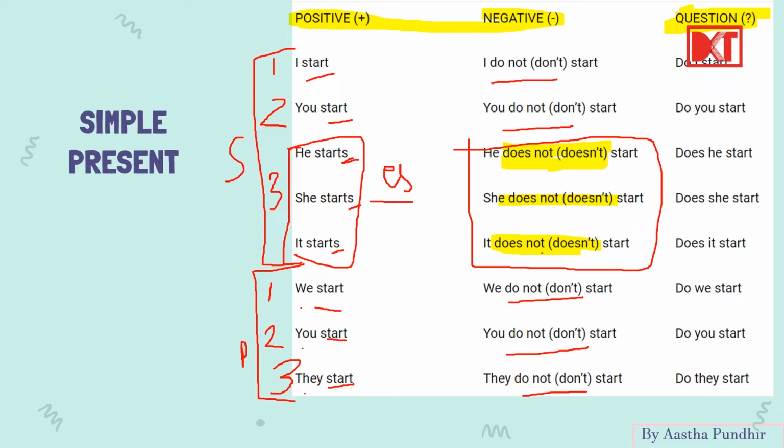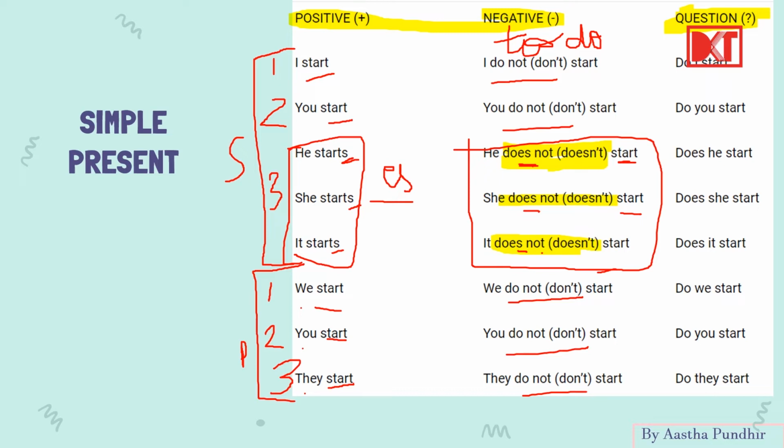You see, because this S and ES is already included in the do, to do. The verb here becomes to do, and start becomes the second verb. So the verb here becomes to do, and this ES is included in here, does. Alright, so this verb start remains in the original form, for the singular and the plural both.